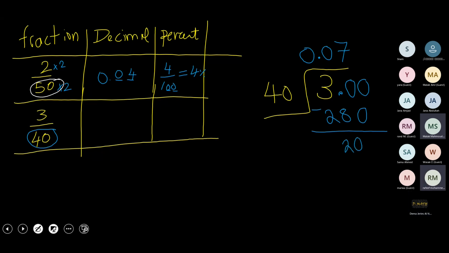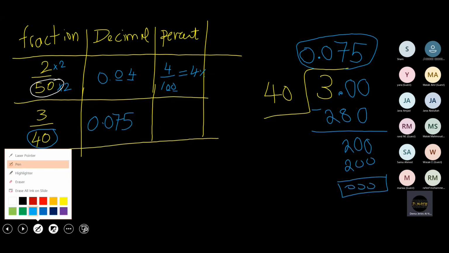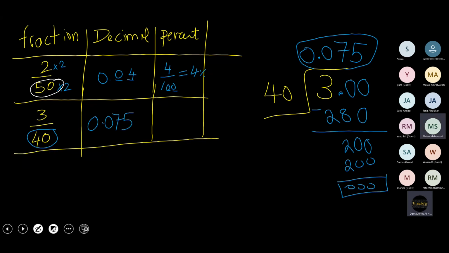Then we're going to add a 0. 20 over 4 is 5. 5 times 4 is 20. We must stop when the remainder is 0. Now, after we divide, what do I get? I get 0.75. I wrote it now as a decimal.